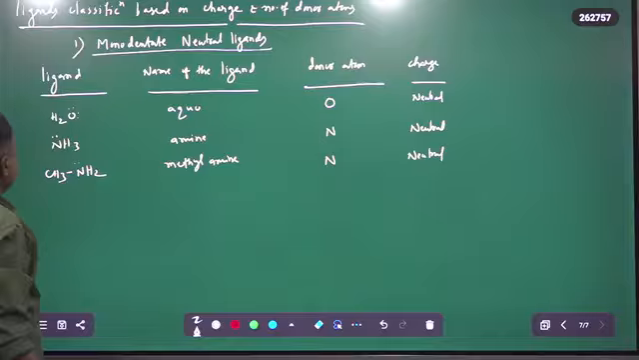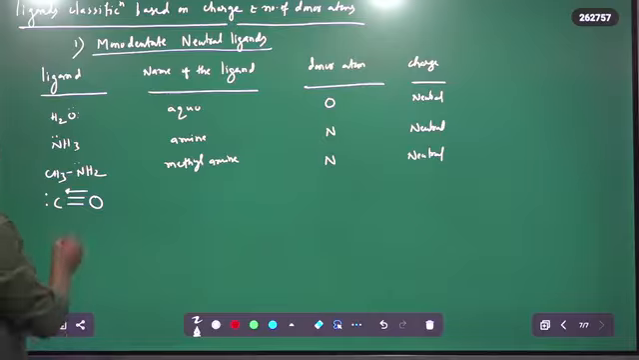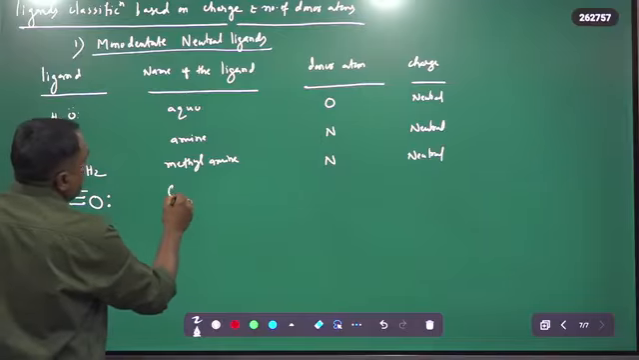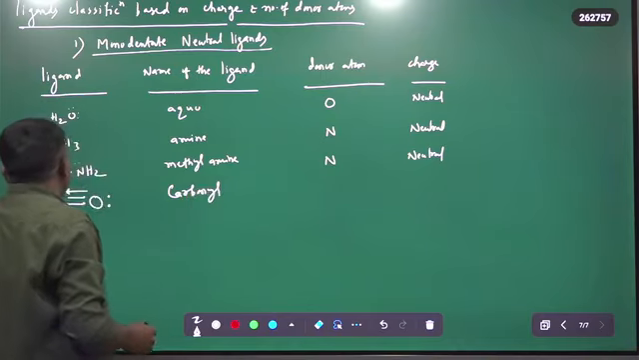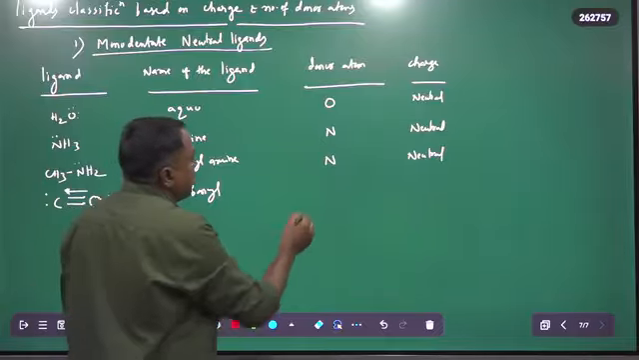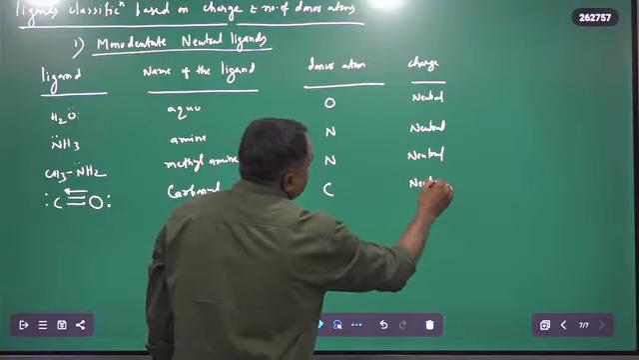So H2O, NH3, and this is the carbonyl, C double bond O. There is a double bond from oxygen to carbon, and one lone pair on carbon. Therefore this is carbonyl, which is neutral in nature. In this case carbon is the donor atom, and the charge is neutral.